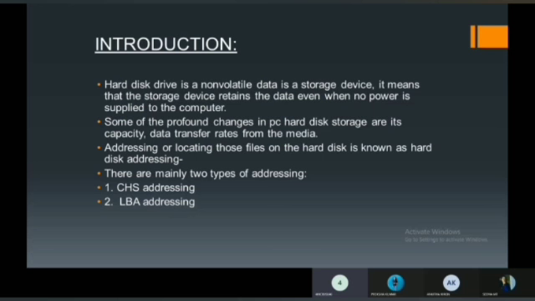There are mainly two types of addressing: CHS addressing and LBA addressing, where CHS is cylinder head sector addressing and LBA is logical block addressing. The next slides will be continued by Ankita.